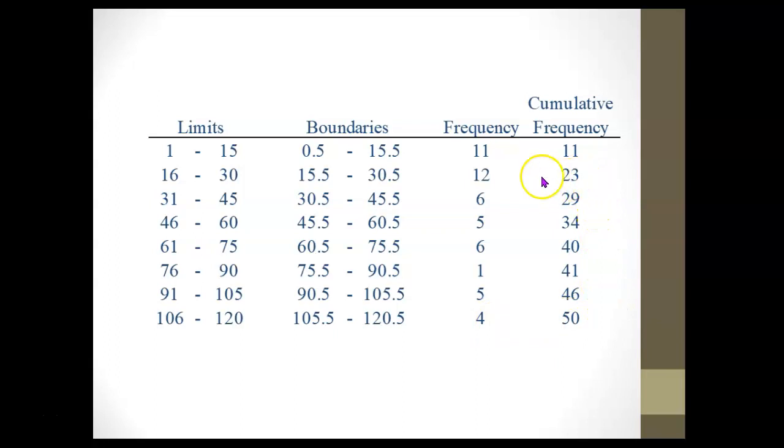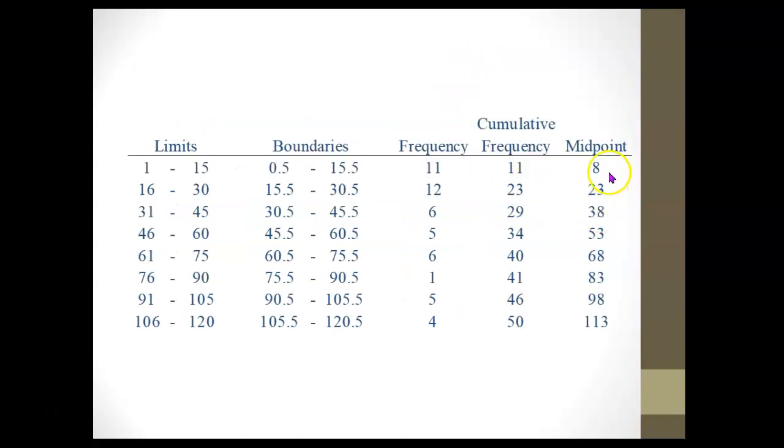So the cumulative frequencies tell you how many of those data values are up to and including that class. And the last cumulative frequency is always the total number of values you have in your whole set of data. So the first two classes together have 23 data values. The first three together have 29. The first four together have 34, and so on. All 8 of them together have all 50 of the data values.